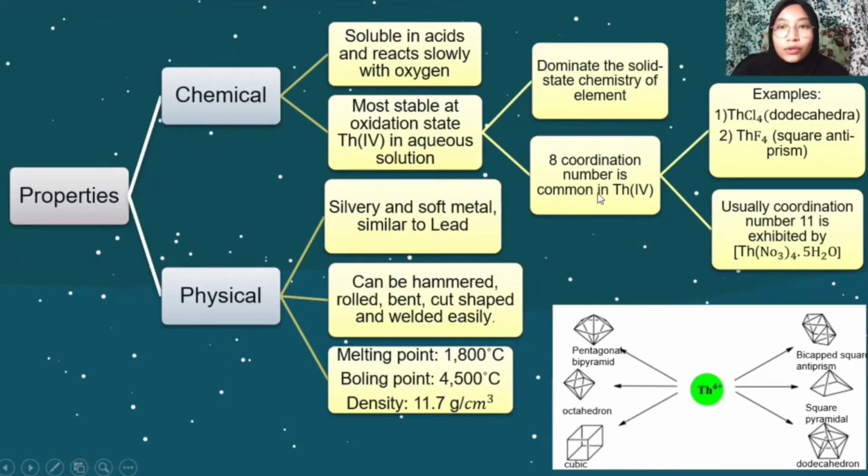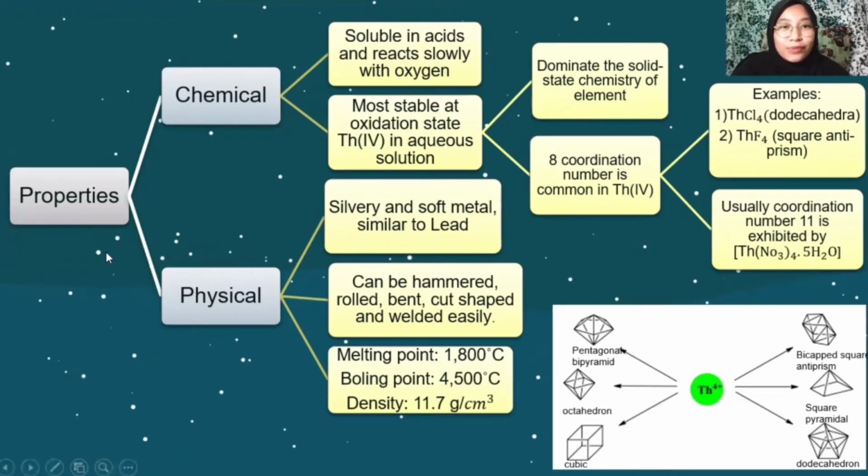Commonly, thorium 4 has an 8 coordination number. For example, we have tetrachloridothorium in dodecahedral geometry and tetrafluoridothorium in square antiprism. The coordination number 11 is usually exhibited by thorium tetranitrate pentahydrate.